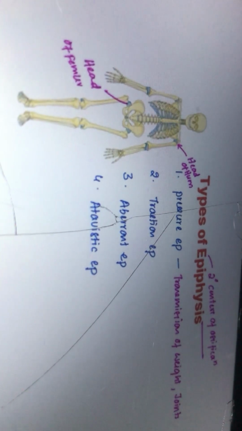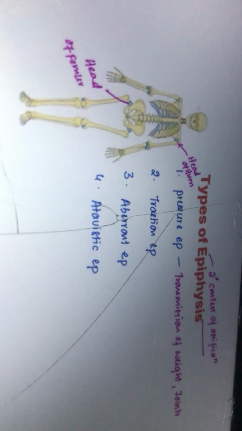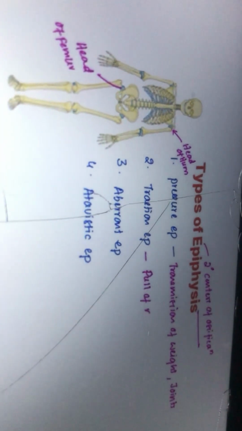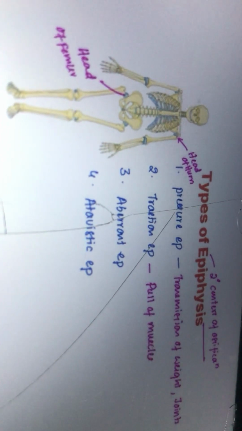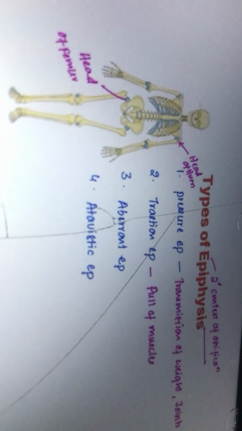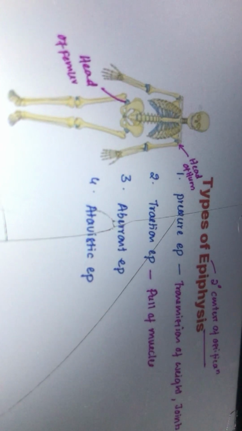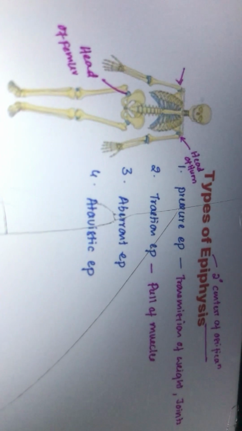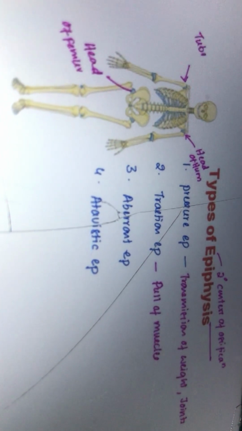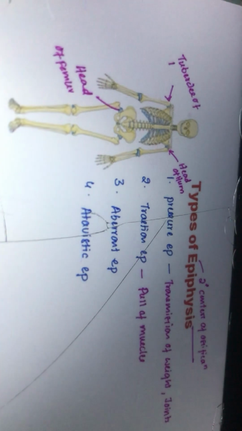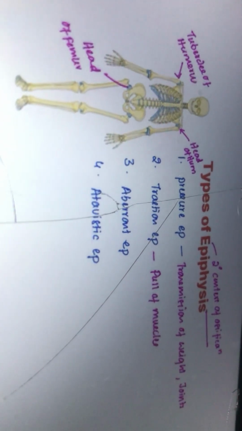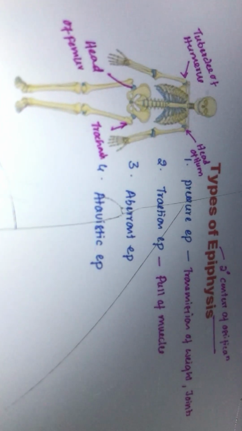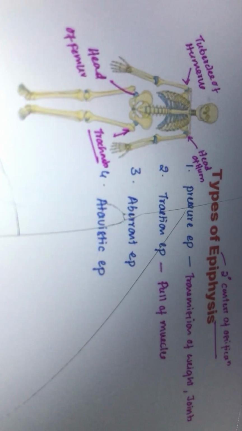What exactly are traction epiphysis then? Remember, traction epiphyses are produced by the pull of muscles, and they are non-articulating, and usually they are present outside the joint cavity. Examples for this include the tubercles of humerus, right? Or we have the trochanters, the greater trochanter and the lesser trochanter, right?